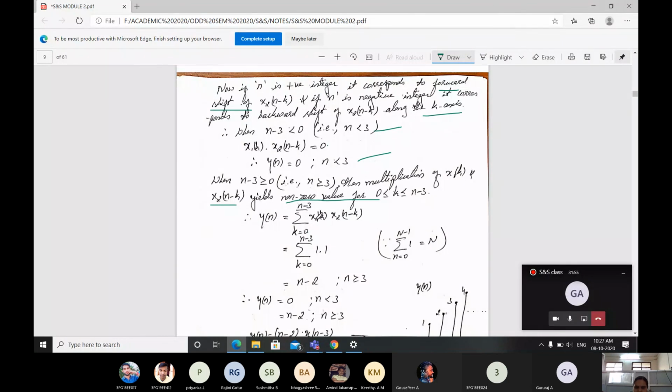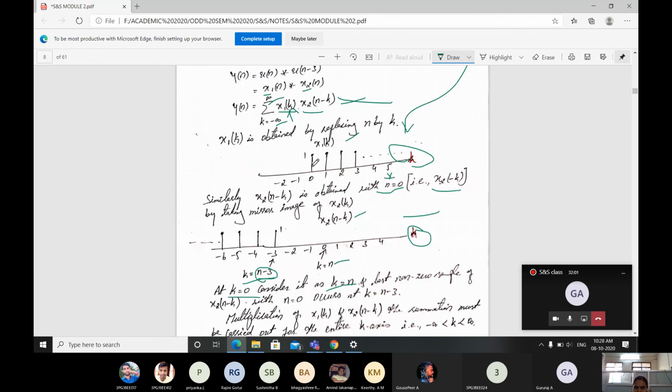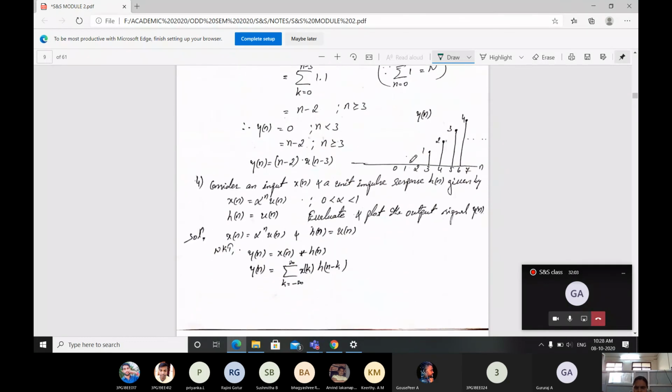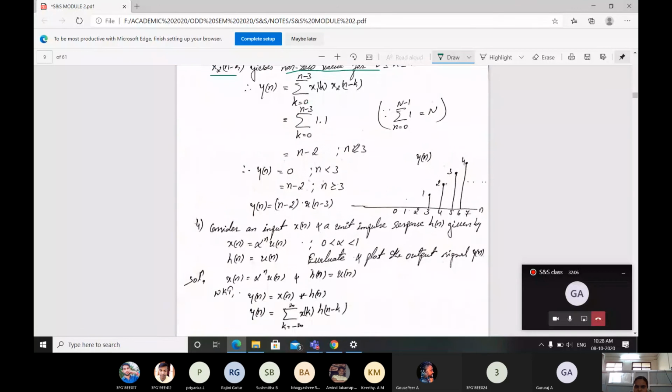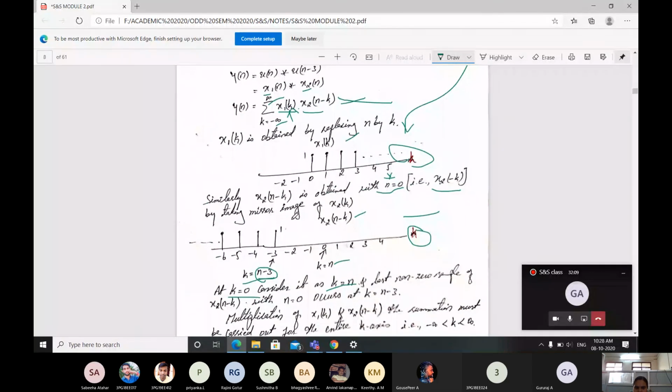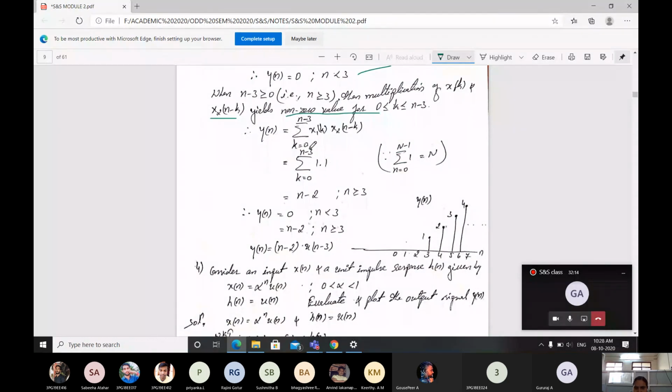What is the value of x1 of k? Because it is a unit step only, it is having only 1, 1, 1, 1. Here it is going to be 1 only. Then x2 of n minus k here is also 1, 1, 1. Then when I solve this summation from 0 to n minus 1, if it is 1, you will be getting capital N. Means that result is going to be capital N only.